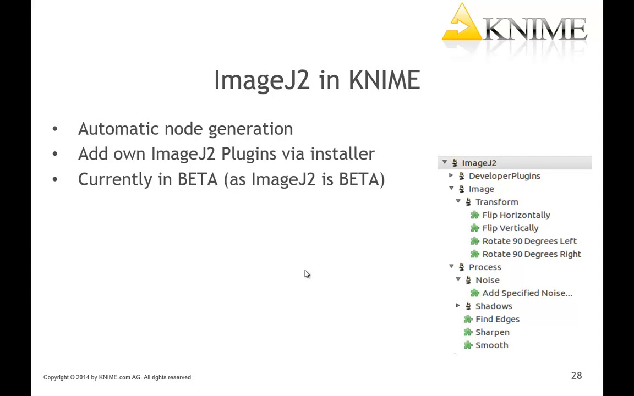Okay? The cool thing is, if you write your own ImageJ plugin, you can install it in KNIME and the node will magically appear. So you don't have to know the details about KNIME implementations. You just can use the ImageJ2 plugin mechanism and then use the algorithm, the plugin, as a KNIME node.